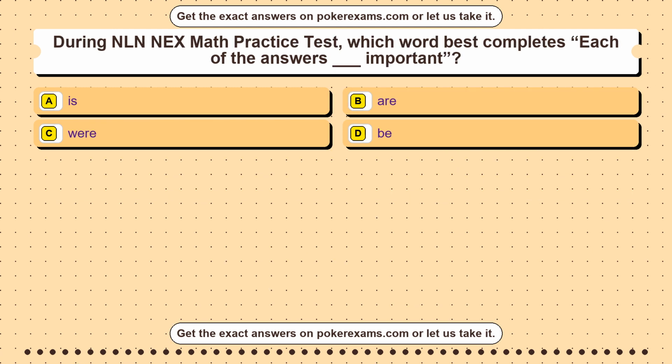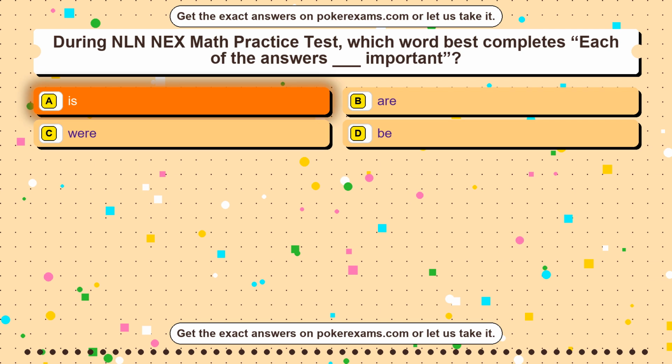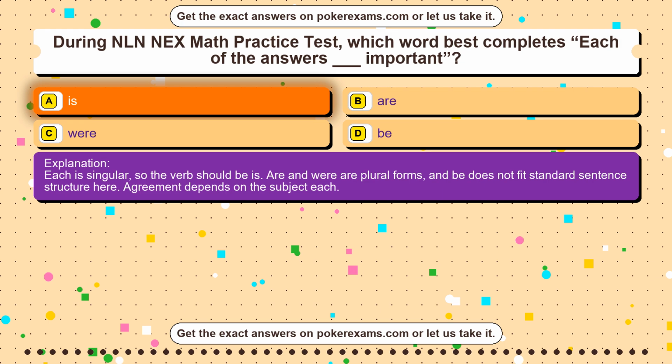Question 41. NLN NEX practice test: which word best completes the sentence, "Each of the answers blank important"? Option A is. Option B are. Option C were. Option D be. The correct answer is option A, is. Each is singular, so the verb should be is. Are and were are plural forms, and be does not fit standard sentence structure here. Agreement depends on the subject each.